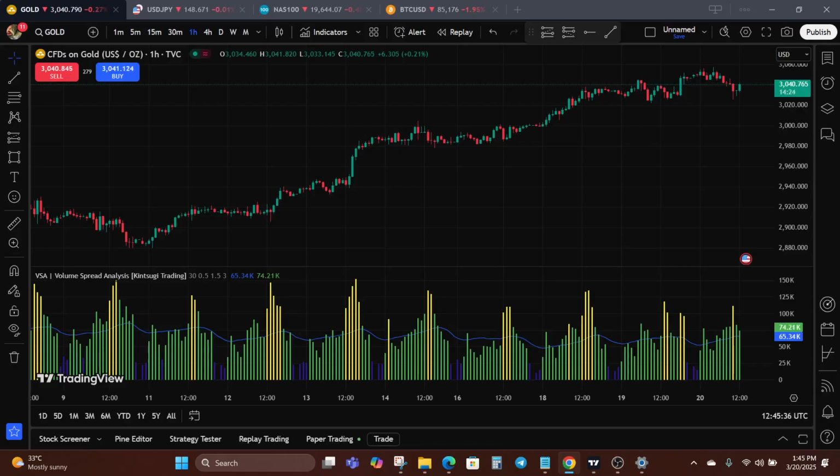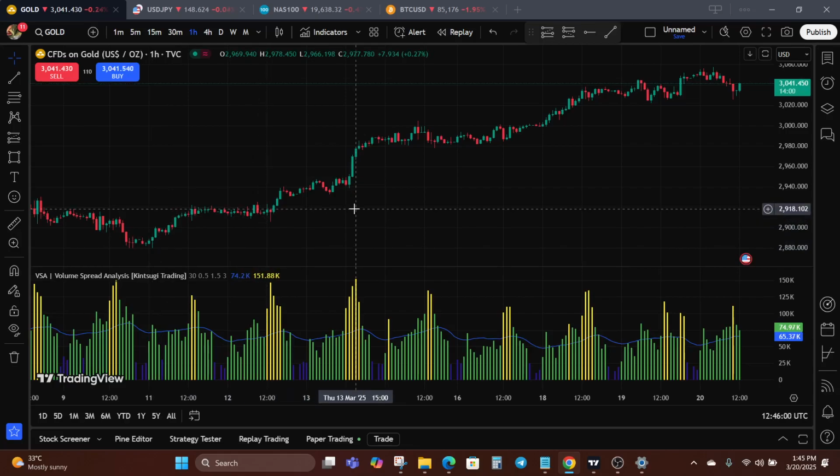Before we jump into predicting the next candle, let us break down what the VSA is and how it works. The volume spread analysis, or VSA for short, is a technique that is used to understand how the market moves based on the relationship between price action and volume.